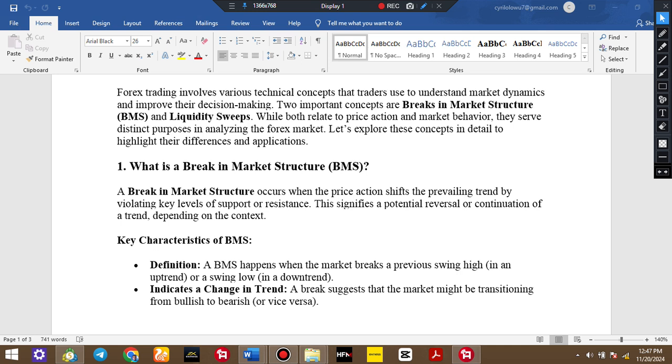Key characteristics of a break of market structure. First one, the definition: a BMS happens when the market breaks a previous swing high in an uptrend or a previous swing low in a downtrend.